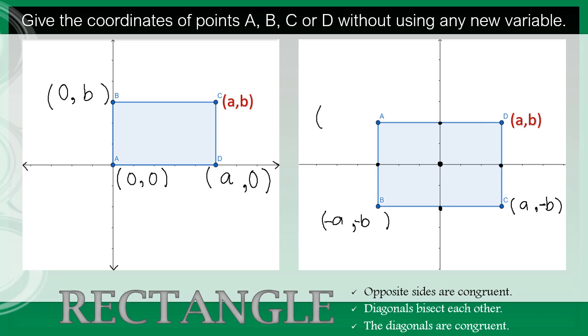And lastly, for point A, we're going to use A and B same. But as you can see, take a look at our x-axis. Point A belongs to the negative x-axis, so our x-coordinate would be negative. But for our y-coordinate, since point A belongs to the quadrant where the y-coordinate is positive, therefore we would have positive B only. And we're done.